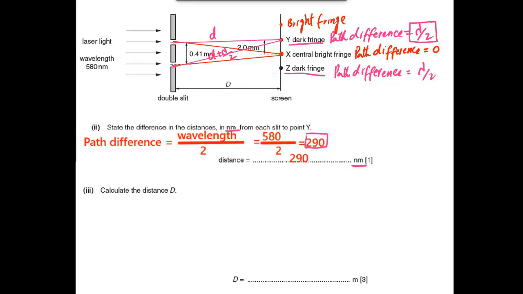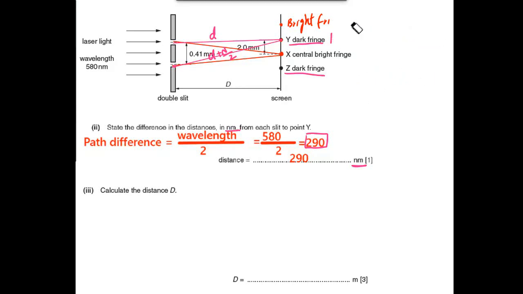So here, let me write down the general form for you. The general form is like this. You have one bright fringe at the center. For the central bright fringe, the path difference always has to be equal to 0. And for the next bright fringe, this is the next bright fringe. So this is also another bright fringe, the next one. So this is a bright fringe.